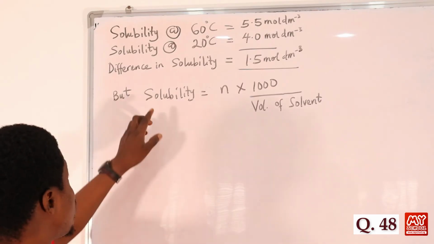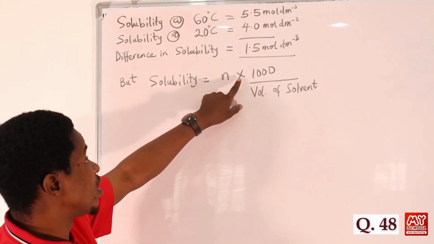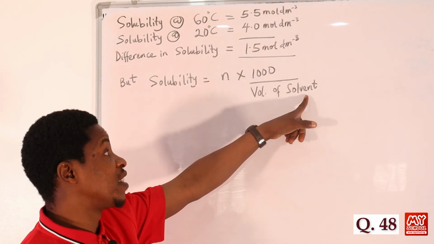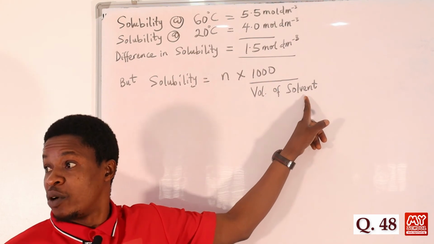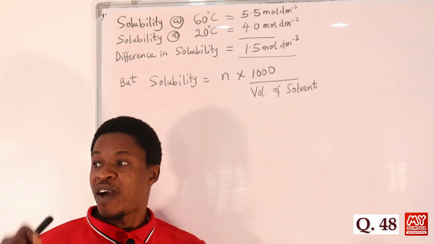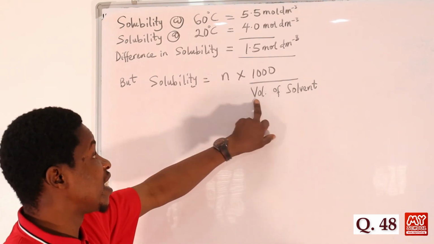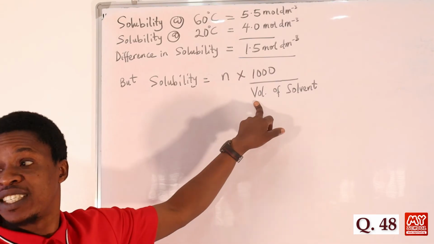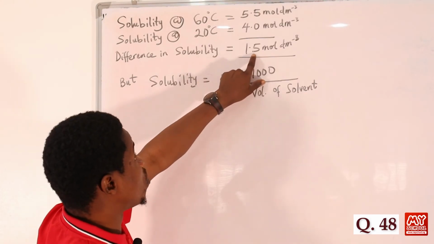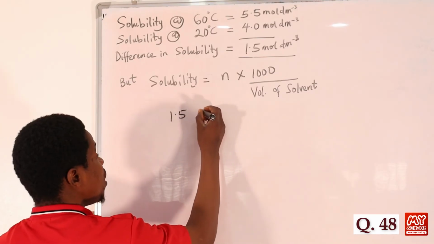But remember that solubility is the number of moles of the solute multiplied by 1000 divided by the volume of the solvent. The solvent here is the water. If you look at the question, they didn't tell us it was water, but they told us that it deposited in 500 cm cube of a solution of X that is cooled. So the volume of the solvent here is 500 cm cube. We just substitute the values we have. For solubility, we use the difference at the same temperature, so 1.5 will be equal to the number of moles times 1000.